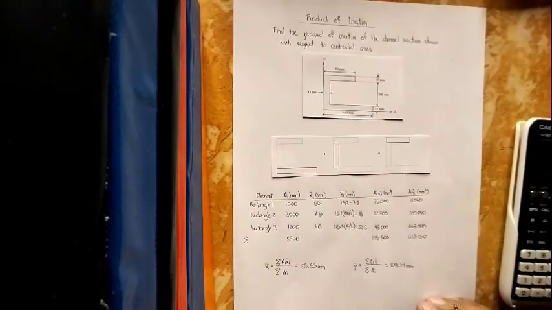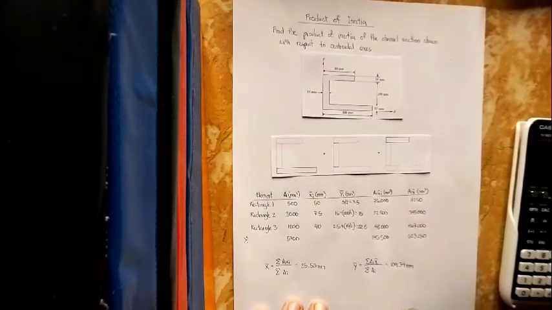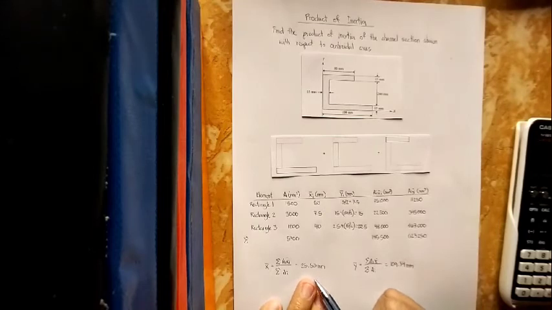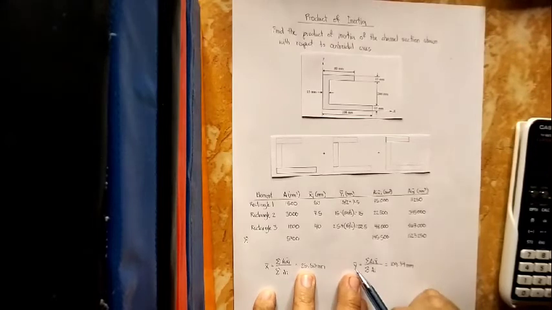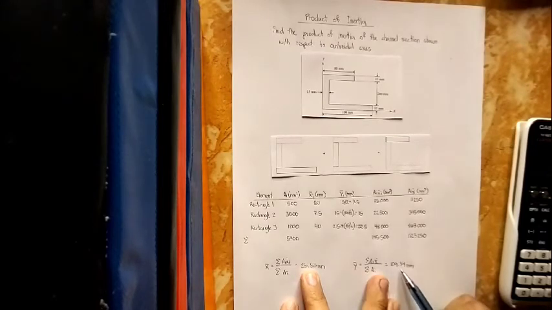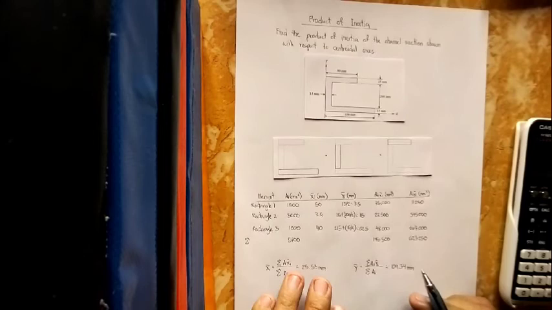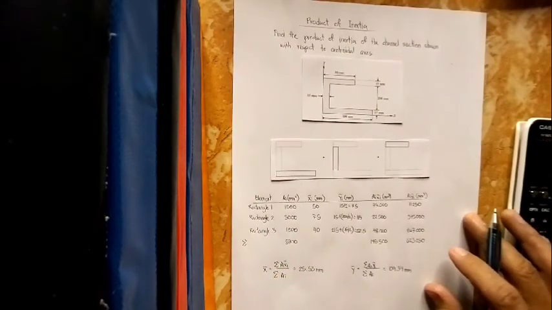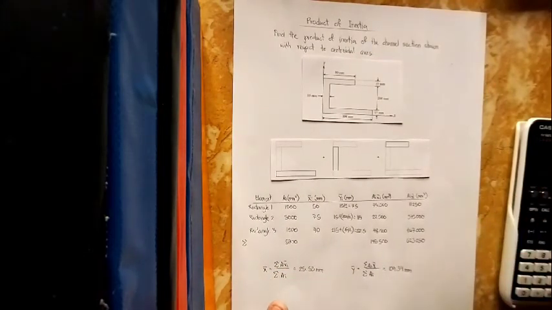So ngayon, ang coordinates ng centroid natin ng composite section is x bar is equals to 25.53 mm. Y bar is equals to 109.34 mm. Ngayon, ang gagawin naman natin is i-compute ang product of inertia.